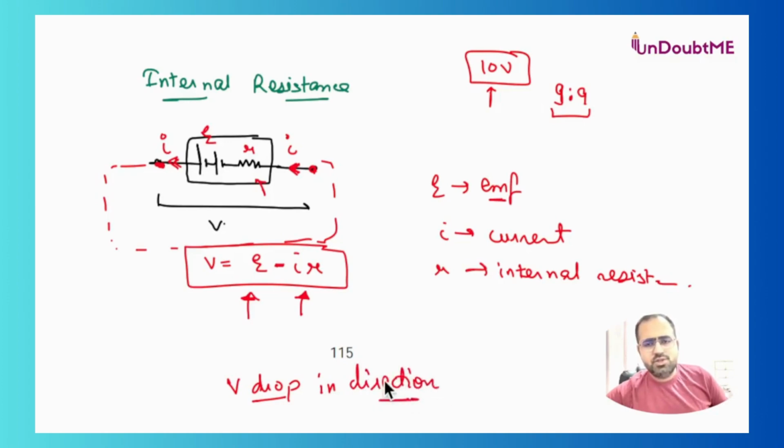If we are moving just opposite to the direction of current, then we can write it as plus Ir. So generally, whenever we move in a circuit, this will be used in DC circuits also. When we move in a circuit, we take the potential drop, and that is represented by a negative sign.